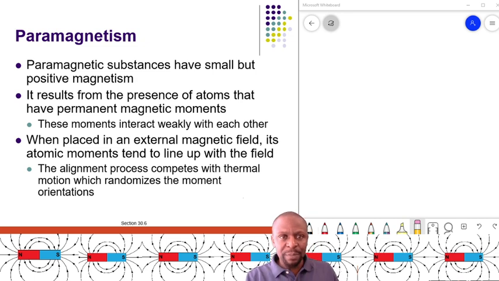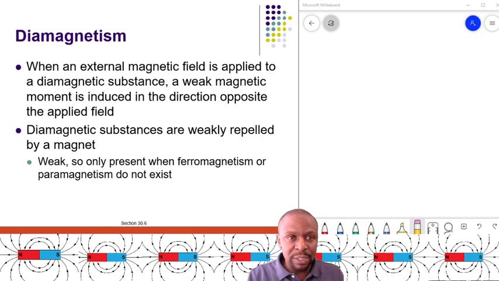Now, the last type of material that I want to discuss with you is diamagnetism. When an external magnetic field is applied to a diamagnetic substance, a weak magnetic moment is induced in the direction opposite to the applied magnetic field. Diamagnetic substances are weakly repelled by a magnet, and this is weak, so it is only present when ferromagnetism or paramagnetism do not exist.